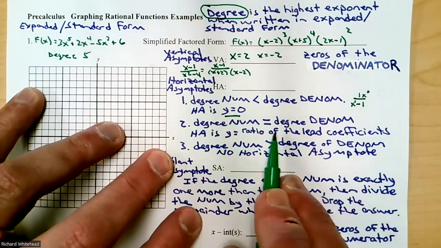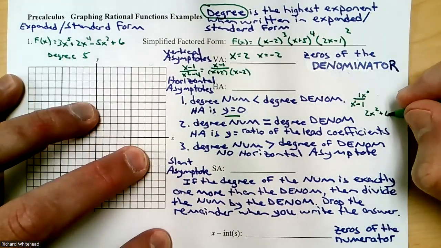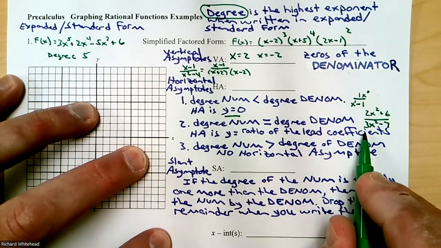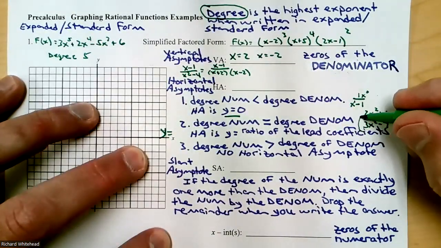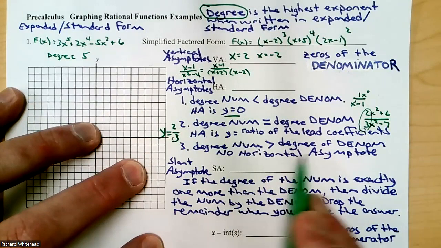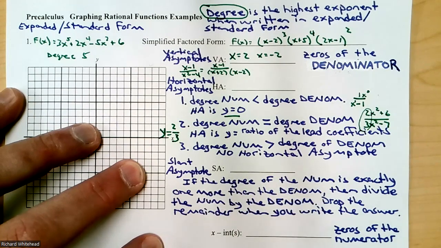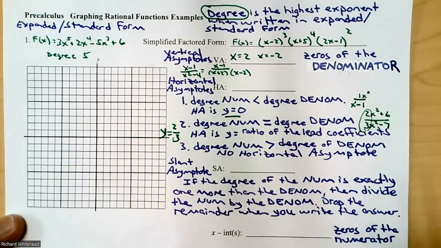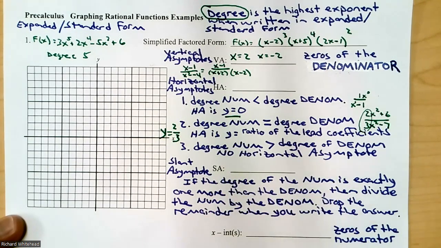If you have something like this where the degree of the numerator equals the degree of the denominator, so this would be something like (2x squared plus 6) over (3x squared minus 7), then the horizontal asymptote would be y equals the ratio of the lead coefficients, 2/3. Then our other case is if the degree of the numerator is greater than the degree of the denominator, it does not have a horizontal asymptote. We'll have that case eventually. Like I said, I'm going to go through all this individually in different videos.